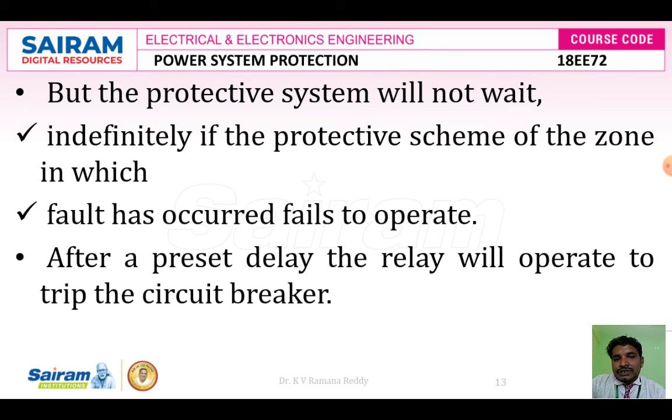Then only we can increase that stability. But the protective system will not wait indefinitely if the protective scheme of the zone in which the fault has occurred fails to operate. After a preset delay, the relay will operate to trip the circuit breaker if that particular zone of the protective system is not working.